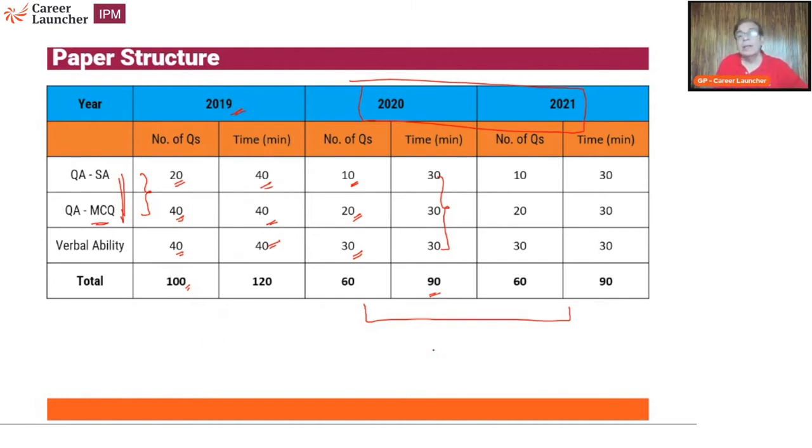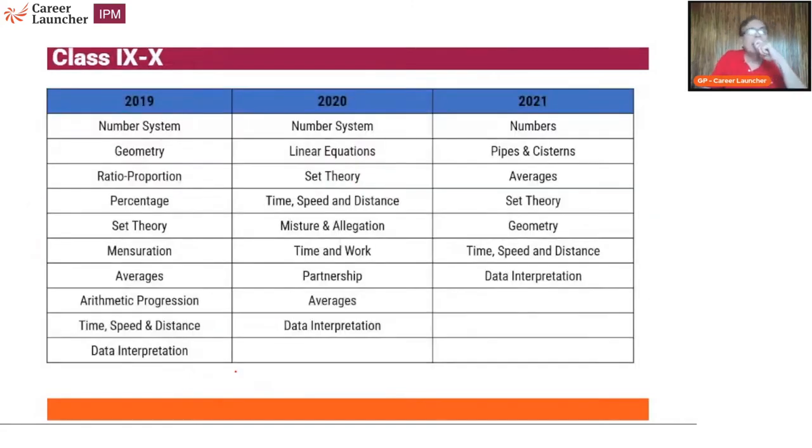Now, what is the marking scheme? The marking scheme was very, very simple. For every correct answer in MCQ, which means the QA MCQ section and verbal ability, you would get 4 marks. And for every wrong answer, you'll get a -1. In the short answer, for every correct answer, you'll get 4 marks. For every wrong answer, you'll get 0 marks. So, no negative marking in the short answer domain. Okay. Now, with this in the background, let's have a look at what comes in QA.